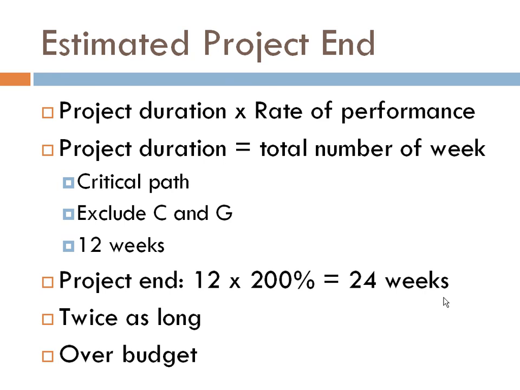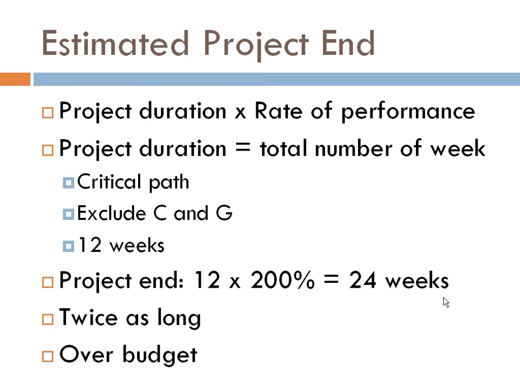With the computed rate of performance, we can now estimate the project end more accurately. To do so, we multiply the project duration by the rate of performance. When computing the project duration, the total number of weeks for each step are combined. Still, the steps not in the critical pathway are excluded.